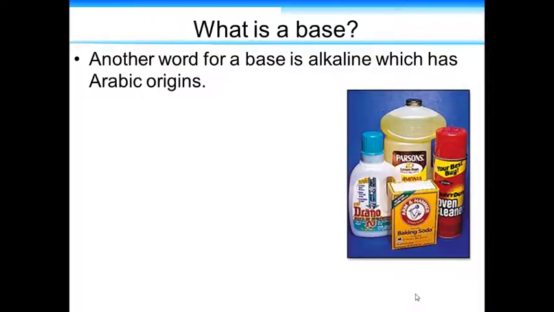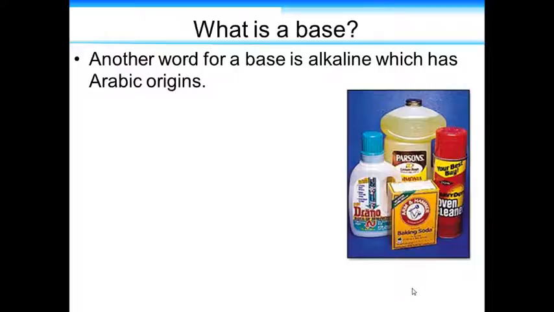Now, what is a base? A base is something often referred to as alkaline. Alkaline has Arabic origins in the word. These are some bases in your home on the right. Drano, a very strong, infamous base. Baking soda is a weak base. And of course, there's ammonia, and other cleaning agents are often bases.